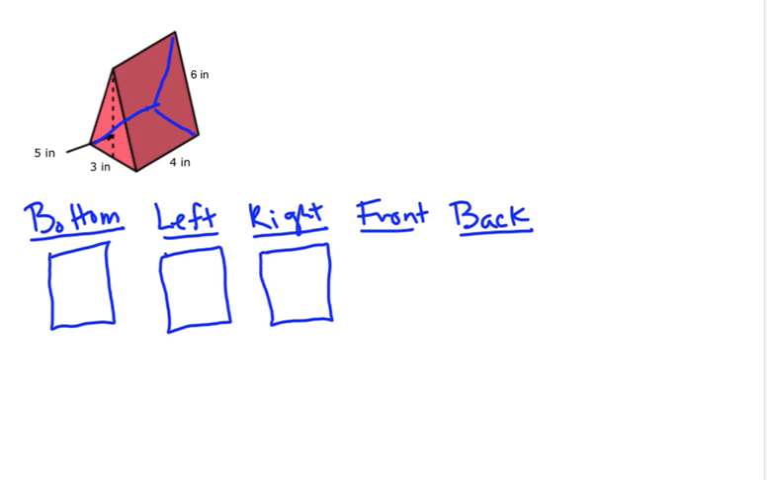The front of this triangular prism is a triangle, which is the base. That's why the name is triangular prism. And the back is also a triangle. And so the bottom is 3 by 4.